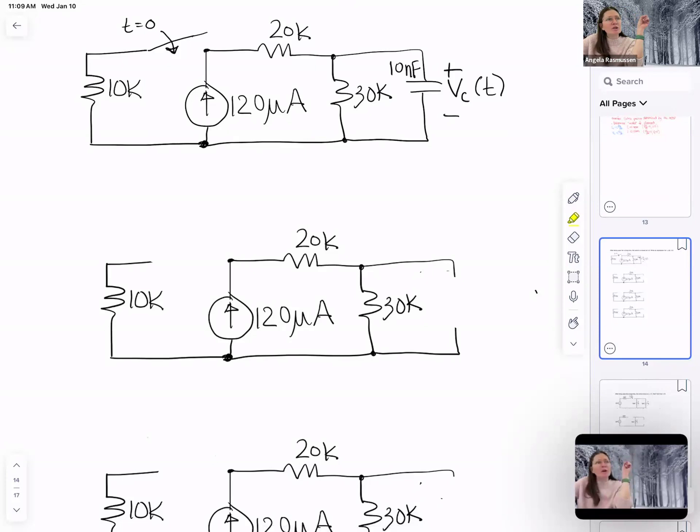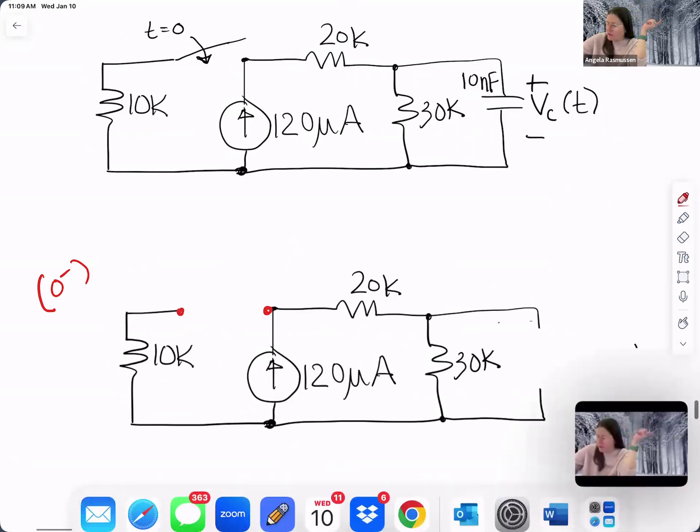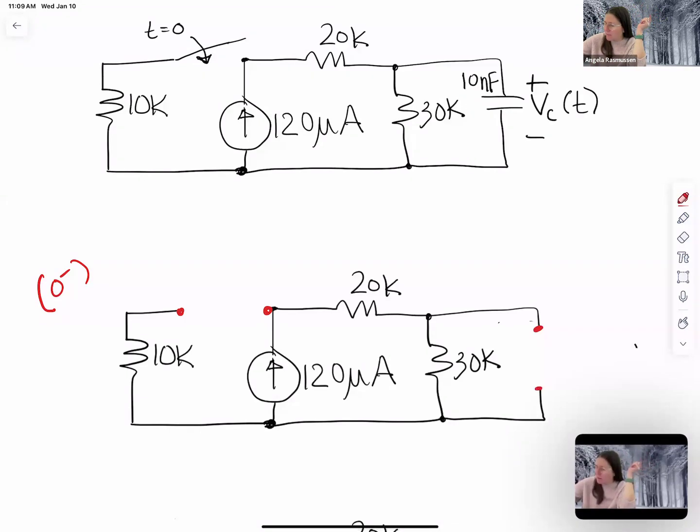And then what do we do with the switch? We're going to do first 0 minus. So the switch would be doing what in this? It would be open. So I just leave that physically open there. And then we assume it sat there for a long time before the switch. So what do we do with the capacitor when it sat there for a long time? Treat it as an open circuit. Correct. So we're going to again leave this one open. So this would be our circuit, and then across this is still the VC.